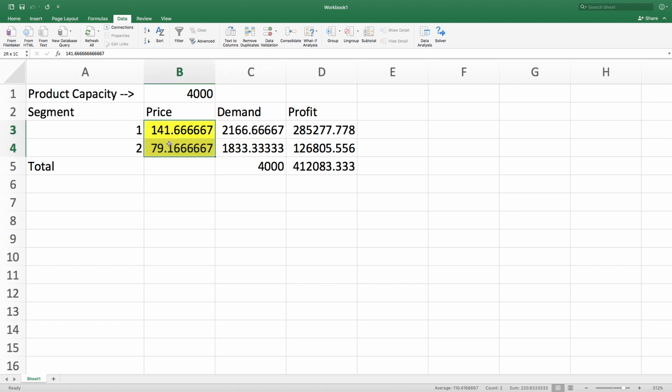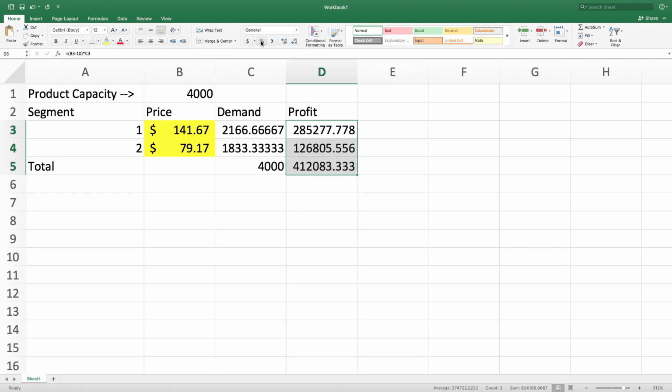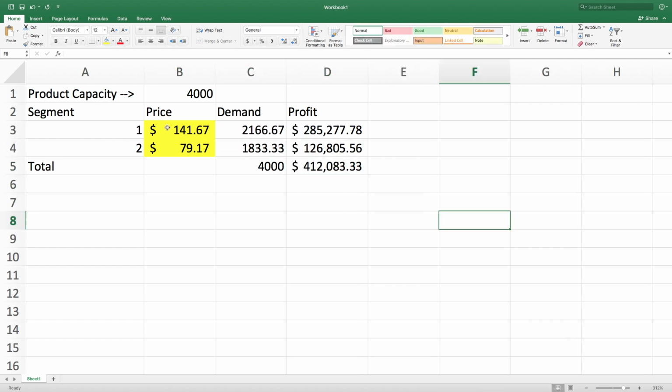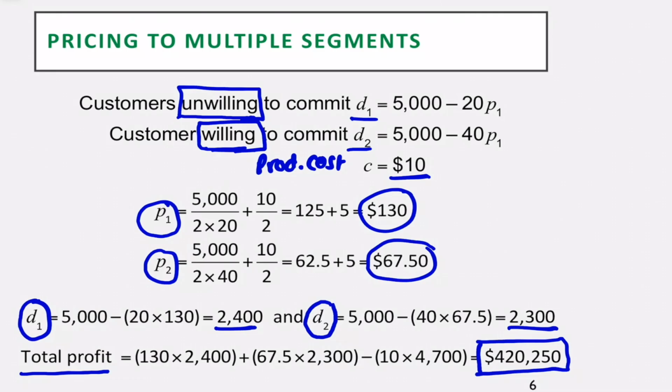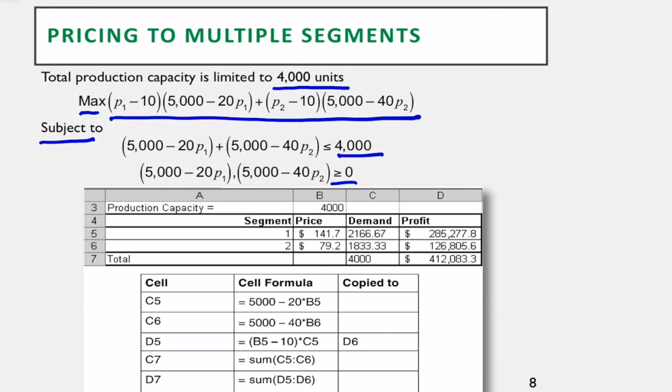So let's convert this into dollars. The price for the first segment of customers should be $141.67, the second segment $79.17, and the total profit we get is $412,083.33. When there was no capacity limit, we had 130 for the first segment and 67.5 for the next segment. But now you can observe that both of these prices are higher when there is a capacity limit.